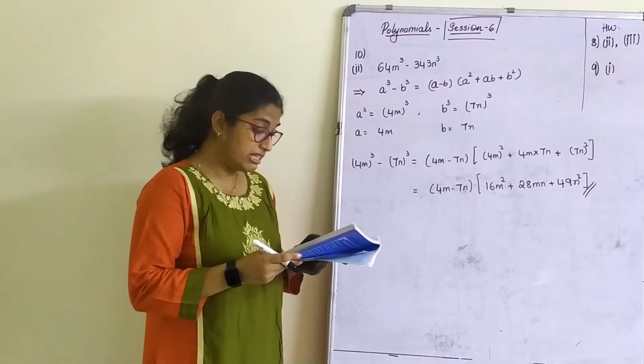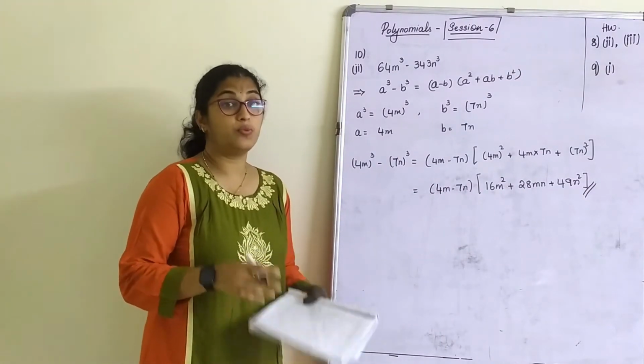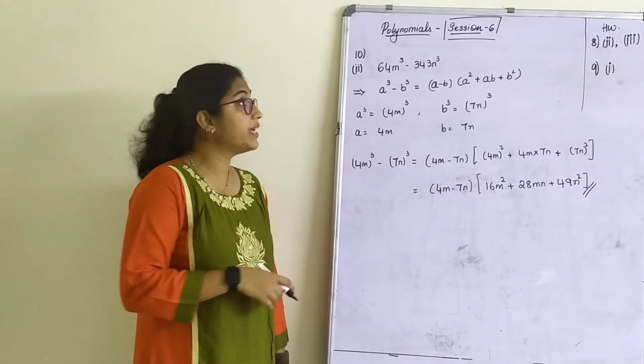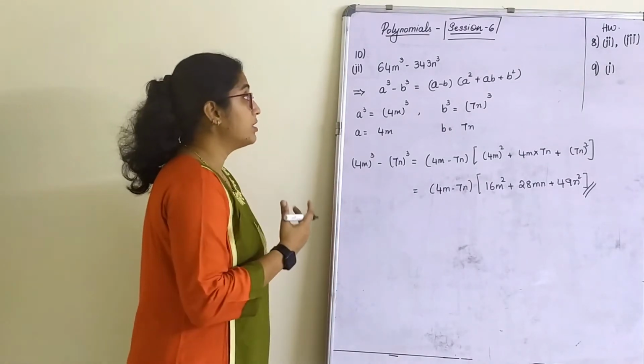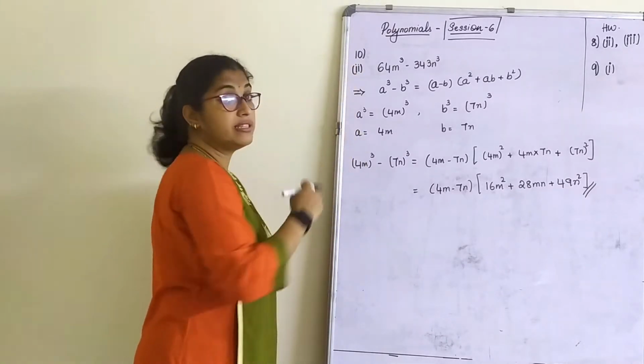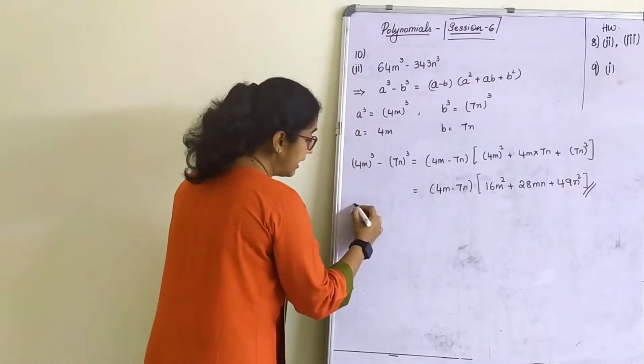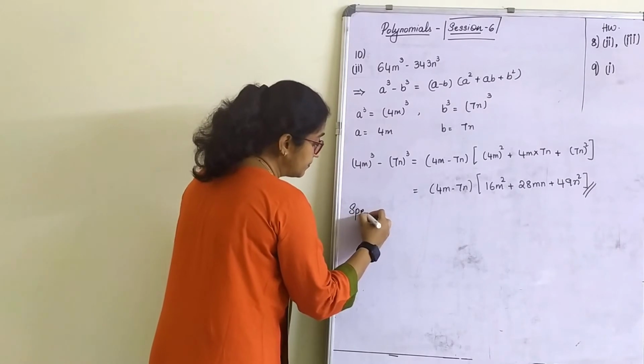Now, to solve the next one, we require one special identity which we had not included in the identities I had given. So now what you have to do is, after this 10th main, give the heading as special identity.